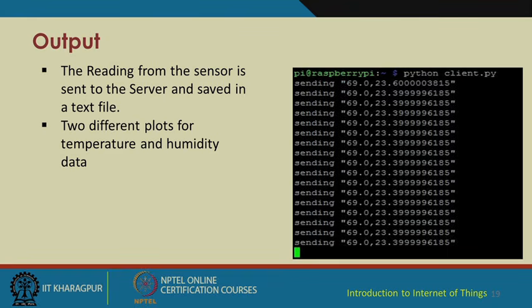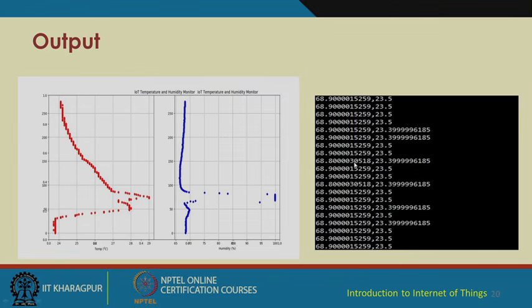So your output will be something like this. This will be on the Raspberry Pi. This is the client code, and on the server side you will be getting your data as you have covered in the last lecture, and for the plot you will be getting something like this. The left side is the temperature plot, the right side is the humidity plot.